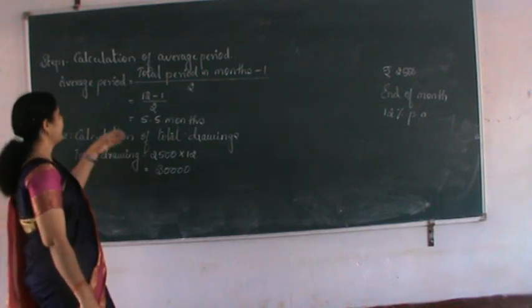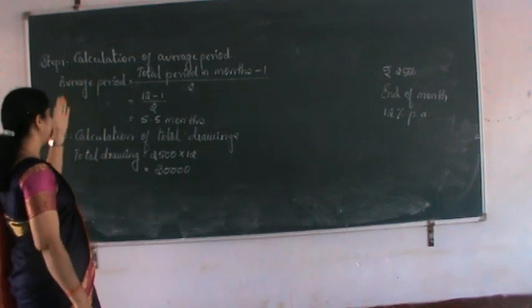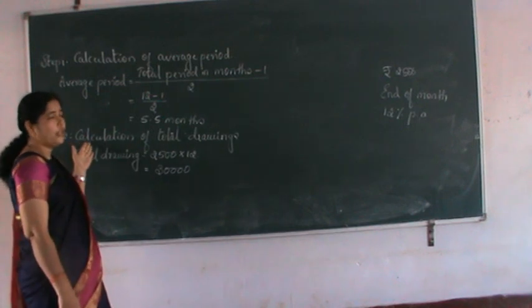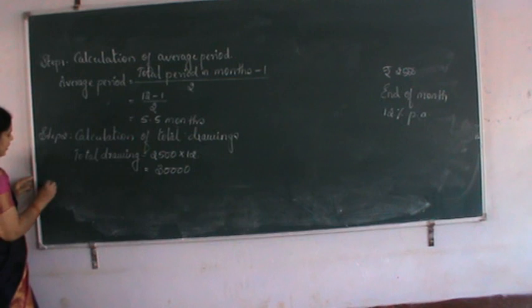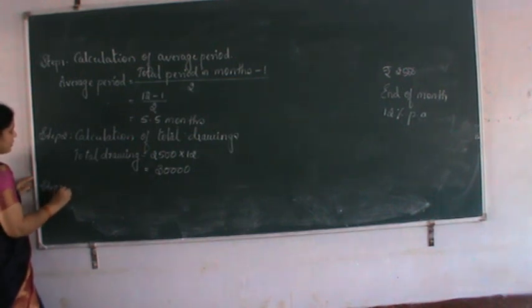So we have calculated the average period. Then we have calculated the total drawings. Now step 3 is calculation of interest on drawings.